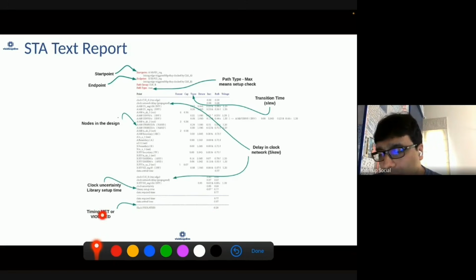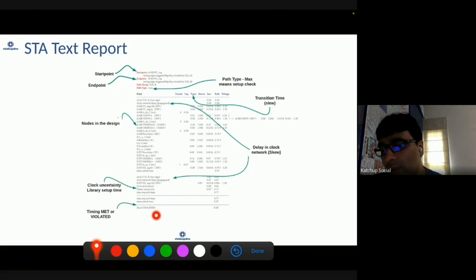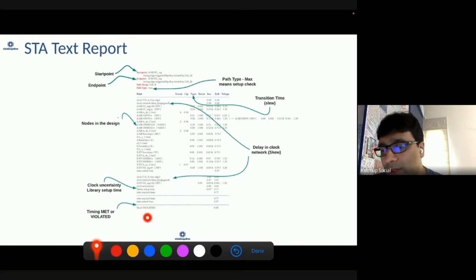This is also shown by showing in brackets slack (VIOLATED), meaning you're not meeting the timing. If this had been slack (MET), that means you're meeting the timing. So this is how a setup report typically looks.